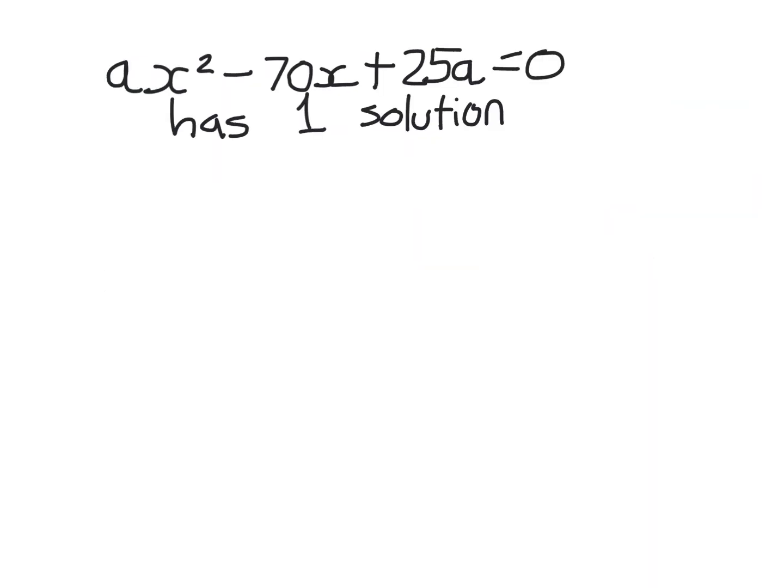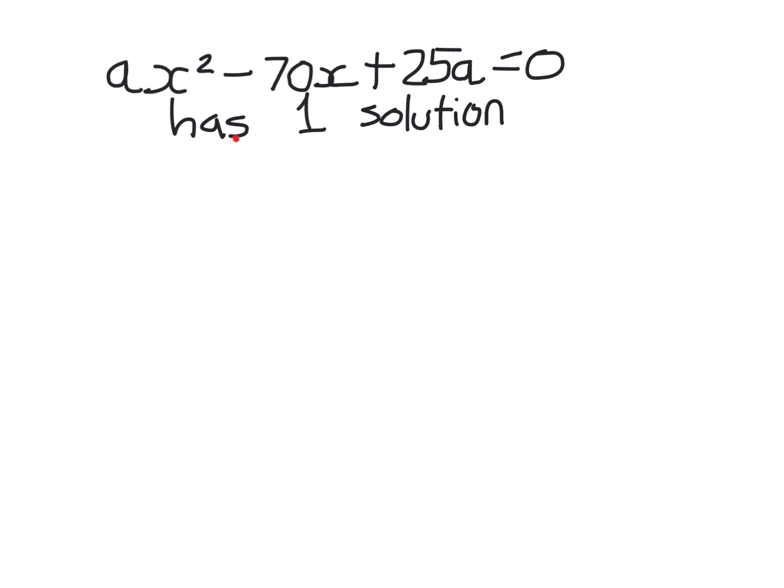So in this question, we're told ax squared minus 70x plus 25a equals 0 has one solution. We're going to find the value of a. So this is another above standard question, probably an A-level question, and there is a trick to it. The trick is I haven't just given you an equation to solve. You can't just follow the process. You have to do a bit of lateral thinking.